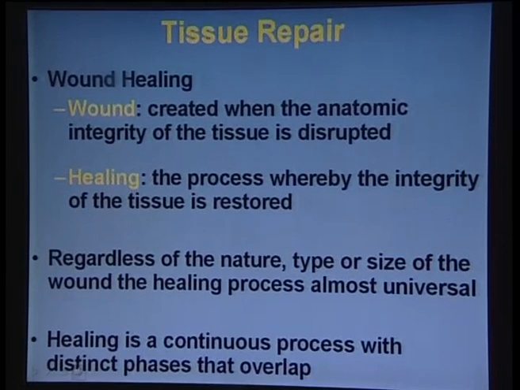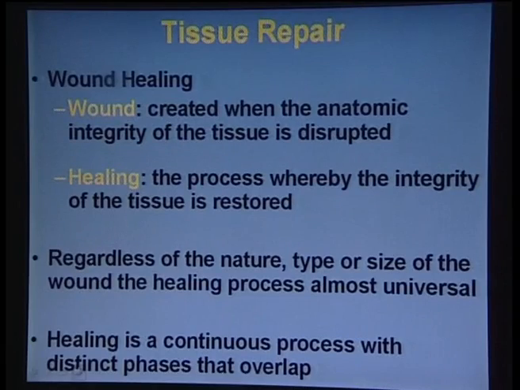Now, regardless of the nature, type and size of the wound, the healing process is almost universal, and healing is a continuous process with distinct phases that overlap. It does not matter where you have the wound, either at the hand or leg. It also does not matter what the size of the wound is, whether a very large wound or a very small wound. The process of healing is universal, and this process will always be followed. It does not matter the place or the size of the wound. So, this is point number one.